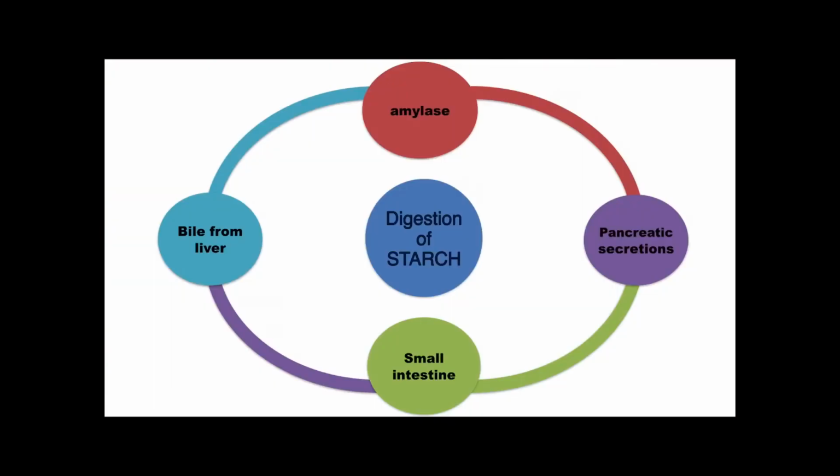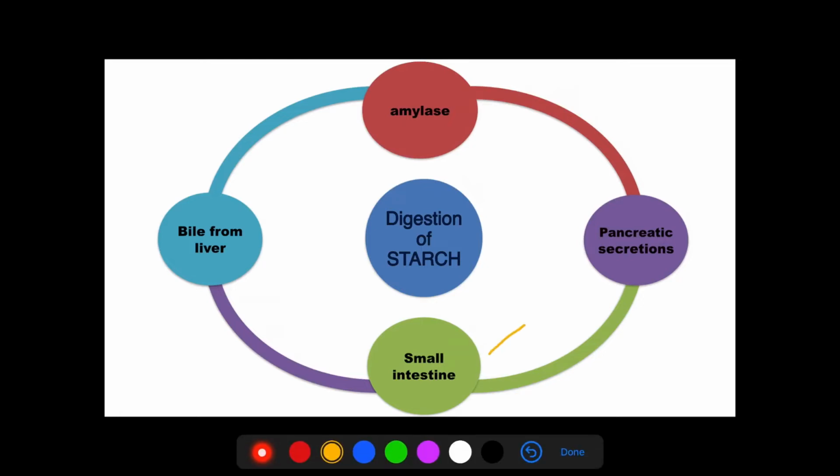For the digestion of starch, we have the enzyme amylase, which is necessary for the breakdown of this carbohydrate. But take note that salivary amylase is not involved in the digestion of starch because it is inactivated by the acidity when it reaches the stomach. In short, it's only the pancreatic amylase which is mainly responsible for starch digestion. And the digestion of starch occurs in our small intestine.